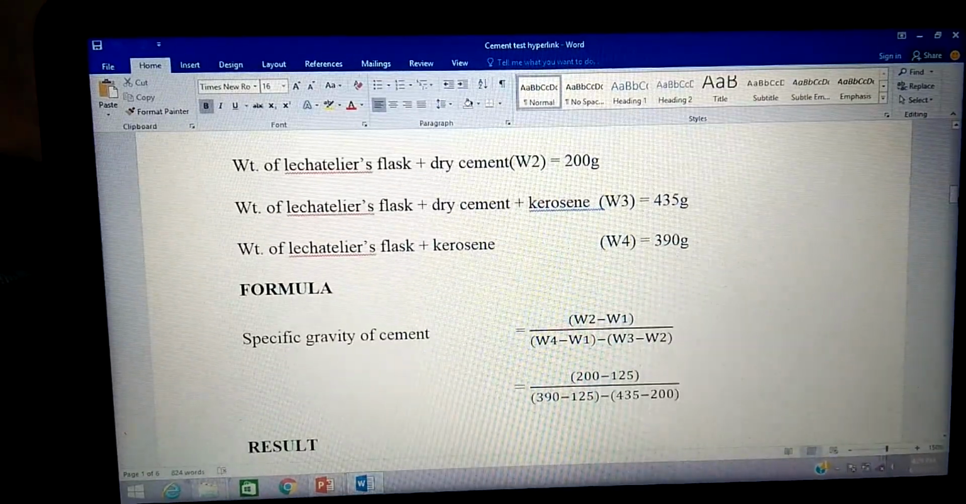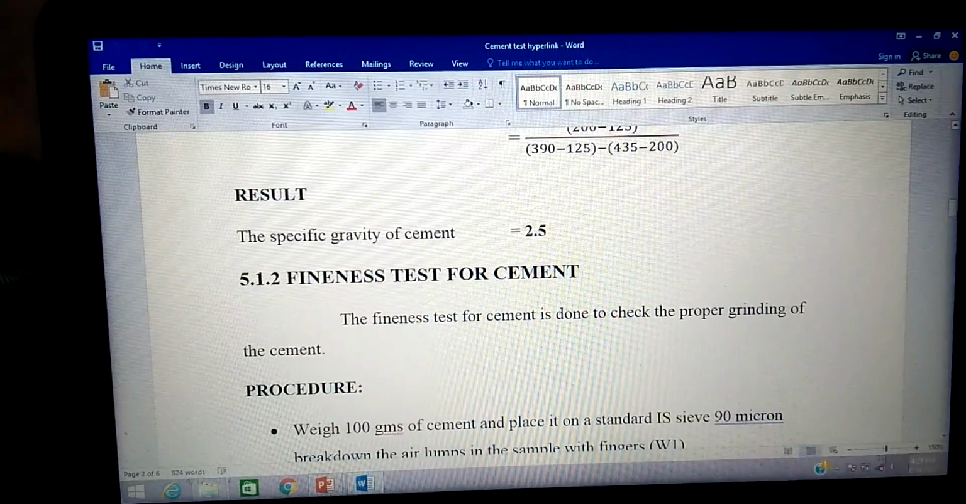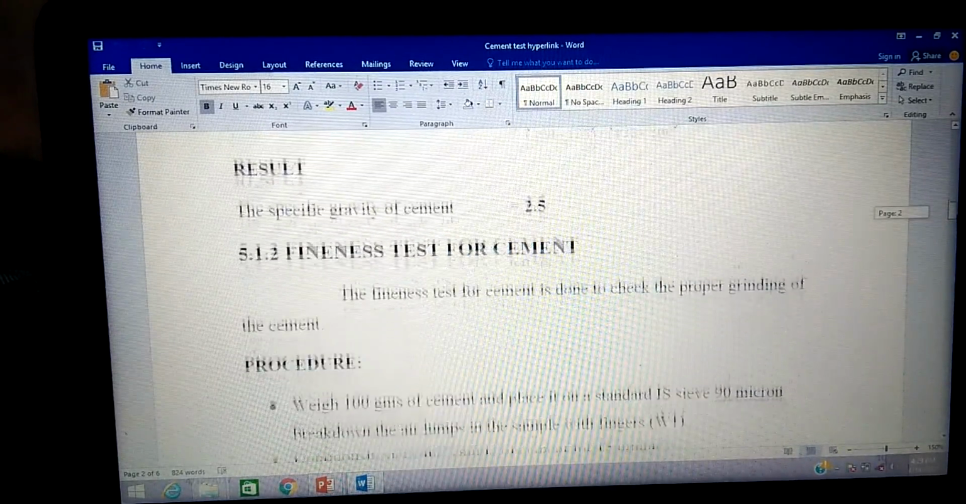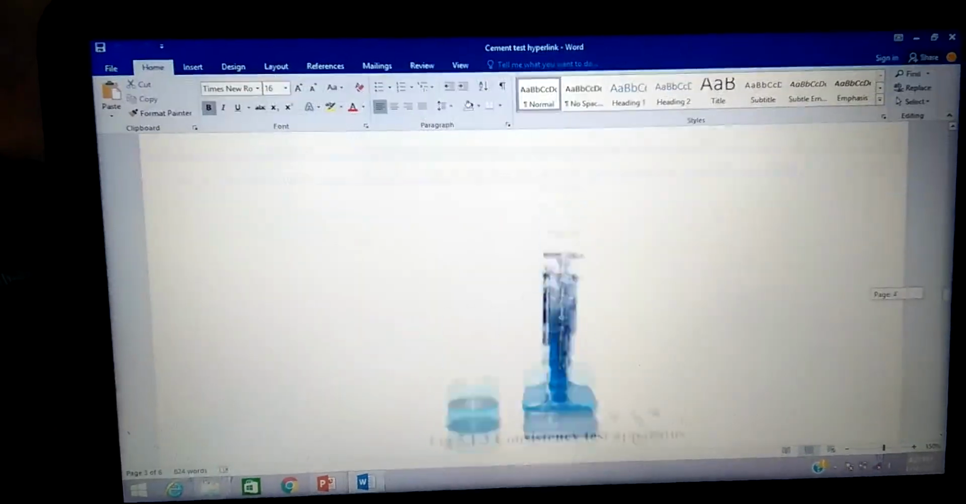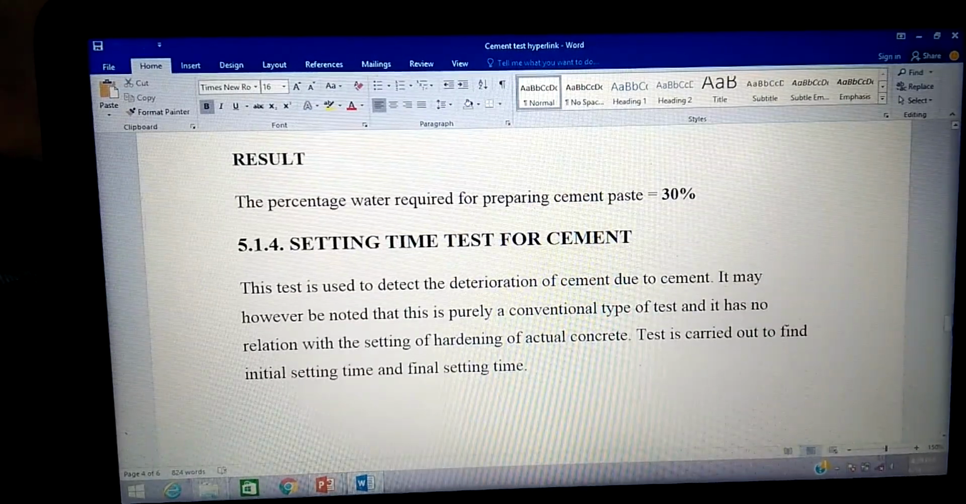These are the tests we have done for cement. First, specific gravity. The specific gravity of our cement is 2.5. The fineness test result is 7.5%, and next, the consistency test result is 30%. 30% of water is required for preparing any cement paste.